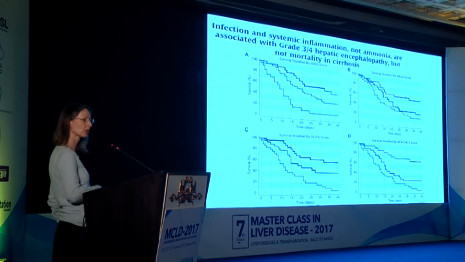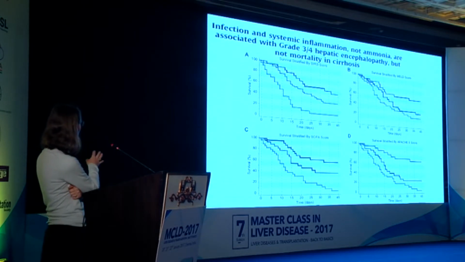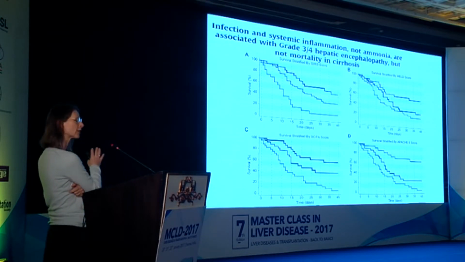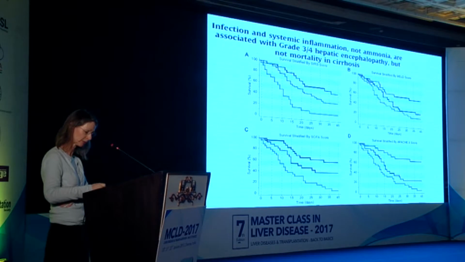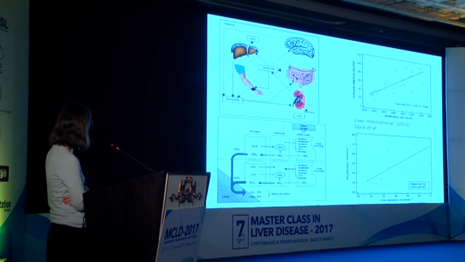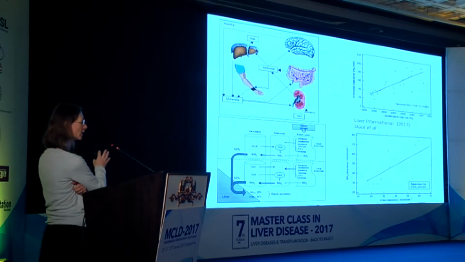And this is also seen from other work from Debbie Shawcross, showing in cirrhotics with deep encephalopathy that the outcome is not related to ammonia level per se, but to evidence of inflammation. So again, I come back to this close relationship between the liver, the kidney, the guts, and the brain.